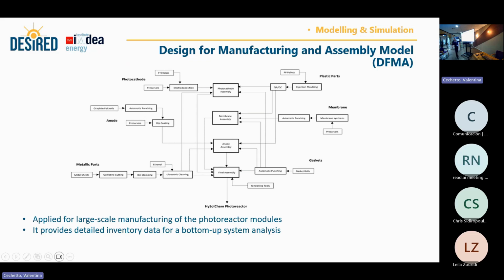For example, in this photoelectrochemical reactor, we have some plastic parts, photoanode, photocathode, the anode, the membrane, gasket, metallic part, and tensioning system. Each part is produced completely separately at large scales and then assembled together to have the final product. So this DFMA model is very critical to us to have the detail of the manufacturing process at large scale. When I'm talking about large scale, I mean like 10,000, 5,000 photoreactors to be produced annually.